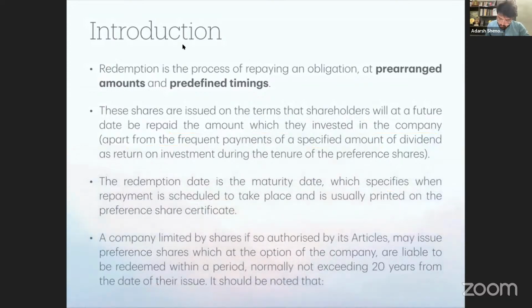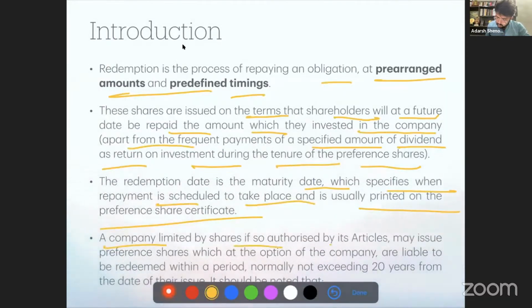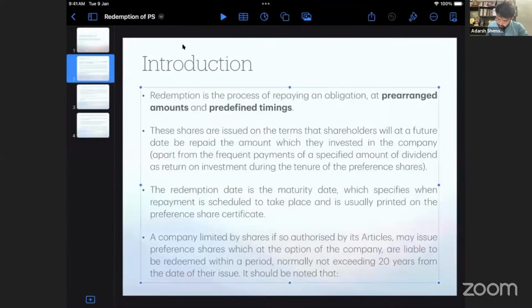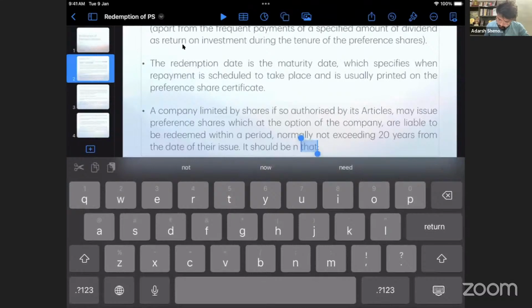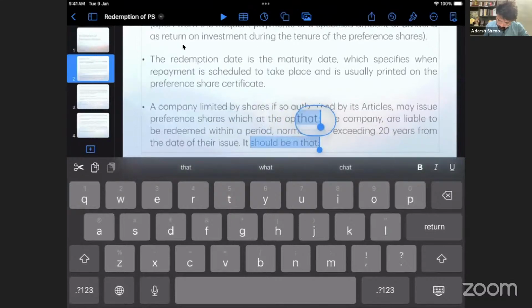Fine. So it is printed on the preference share certificate when the repayment will happen in the case of redeemable preference shares. A company limited by shares, if so authorized by its articles, may issue preference shares which at the option of the company are liable to be redeemed within a period normally not exceeding 20 years from the date of issue. It should be noted that, okay, this much is enough. Next slide we will see later.